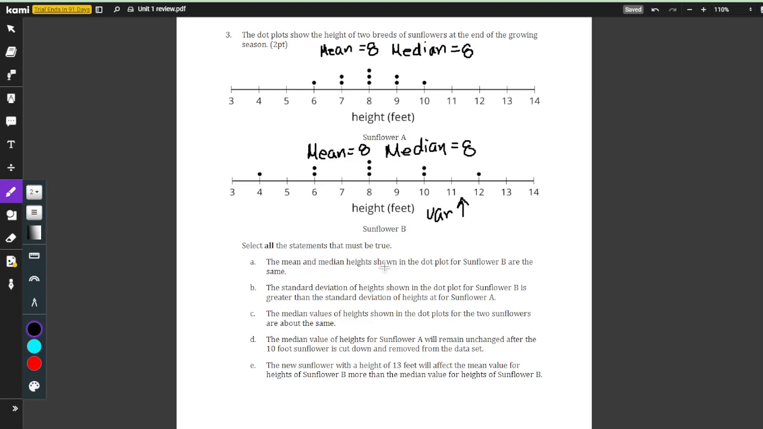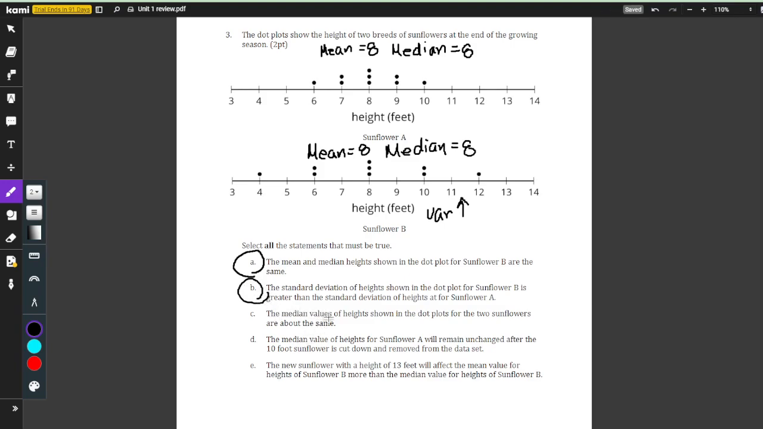The mean and median height shown in the dot plot for sunflowers B are the same. Yes, we looked at it. That is correct. So we are going to circle that right there. Nice big circle on that. The standard deviation of height shown in the dot plot for B is greater than the standard deviation of A. So B has a bigger variability. We just established that, so that's a yes.